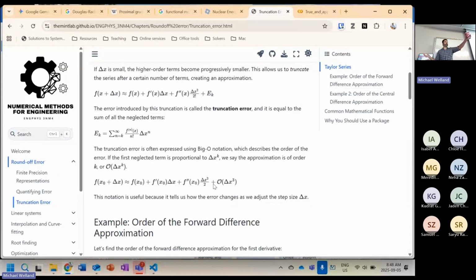Anybody? I'm going to go over to this side next. I'm telling you guys right now, take a look at this, right? If I'm only calculating 1, 2, 3 terms, if I am then halving delta x, how does my error change here?